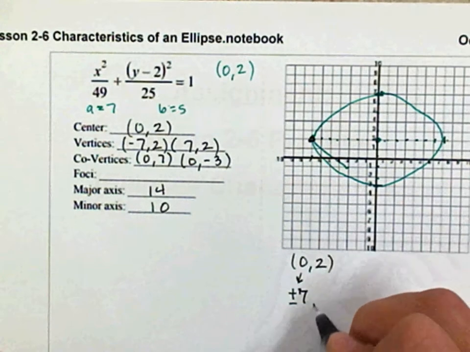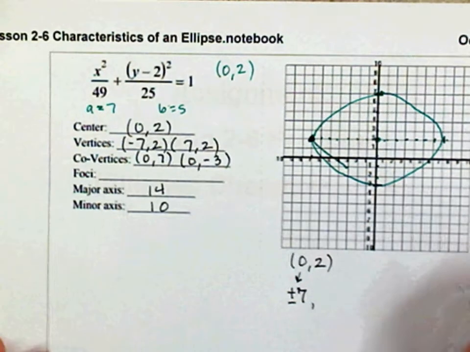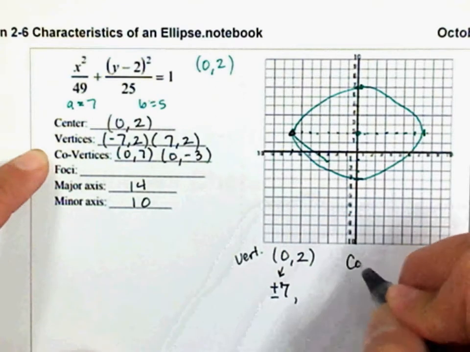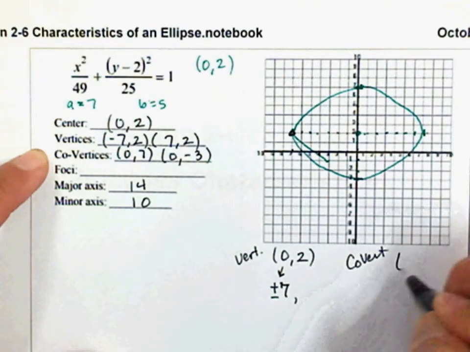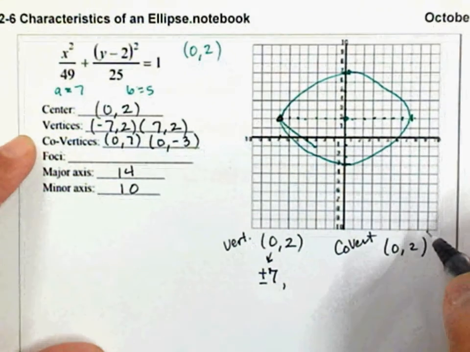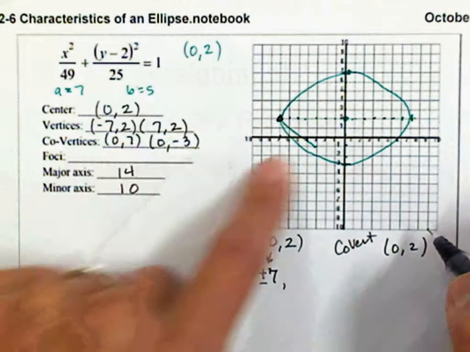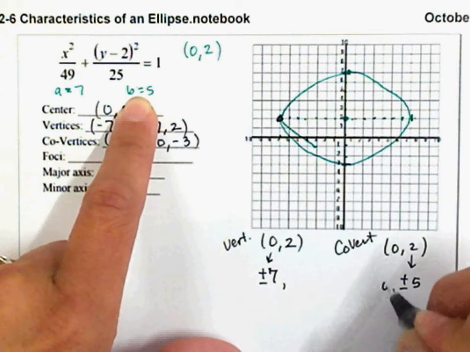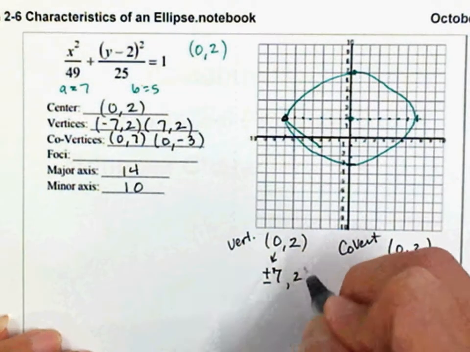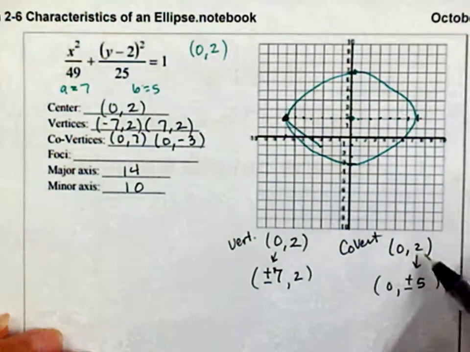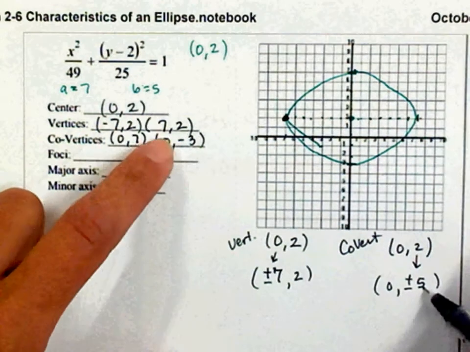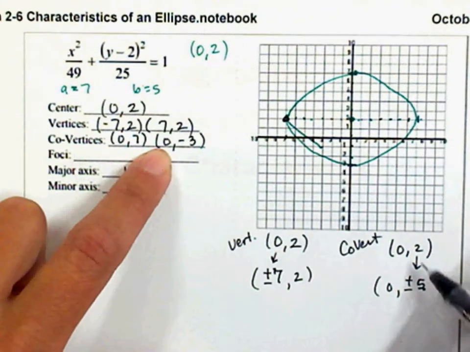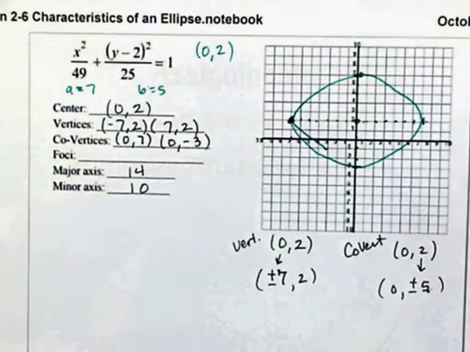Okay. Now, what if this was your co-vertices? Well, your center is 0, 2. Co-vertices is y. So you're going to go plus or minus 5 with a 0. See that? 2 plus 5 is 7. That's how the y changes. And 2 minus 5, and there's your negative 3. You can do it that way also.